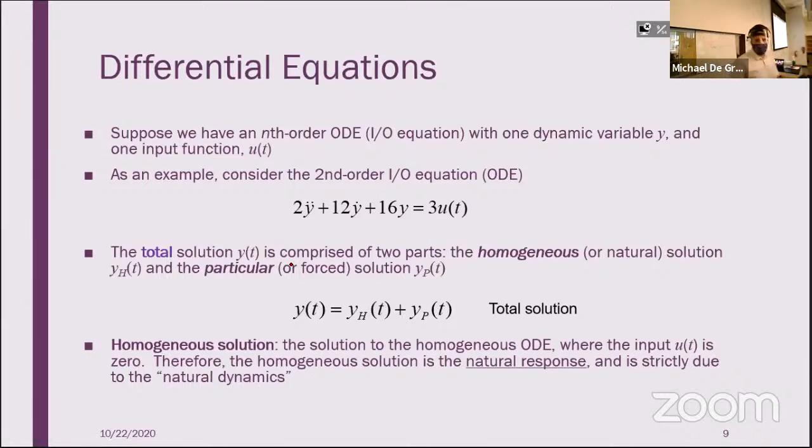Everybody does. Great. So suppose I have an nth order ordinary differential equation. We're going to set it up as an input-output equation, so all my inputs are on one side, all my outputs are on the other. It's got one dynamic variable y and one input, so this is a single input, single output system. You can think of it as a mass spring damper if you want. It doesn't really matter what it is. As an example, we're going to consider a second order input-output equation.